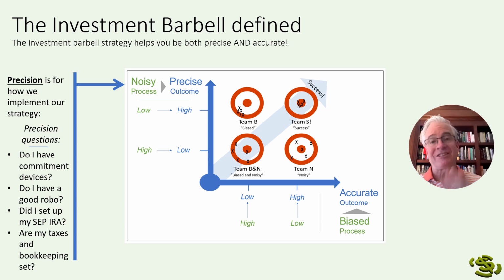If you were throwing darts, precision is like how close the darts are to each other. However, just because one is precise does not mean we will meet our goals.